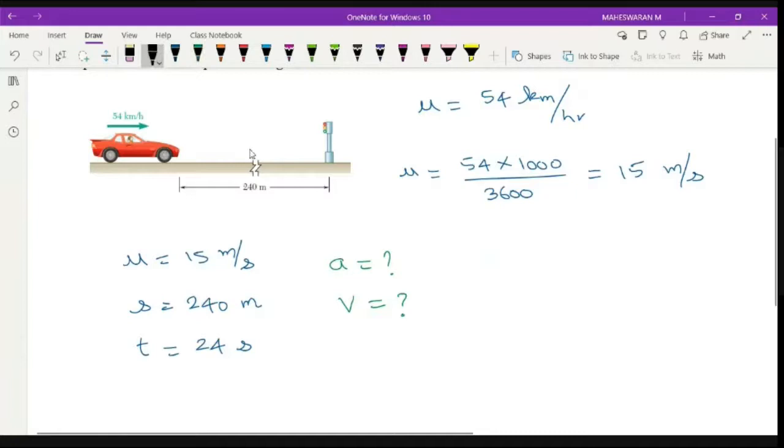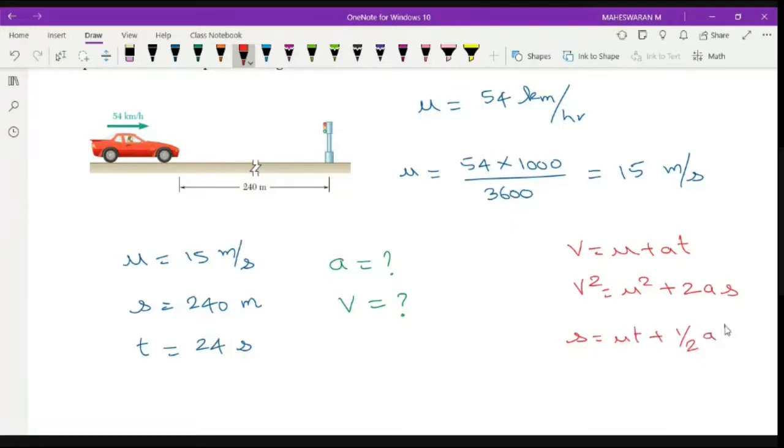Now, as we discussed, we have the three formulas. v is equal to u plus at, v square is equal to u square plus 2as, and s is equal to ut plus half at square. For these three given values, which formula can I apply? The third one, s is equal to ut plus half at square.